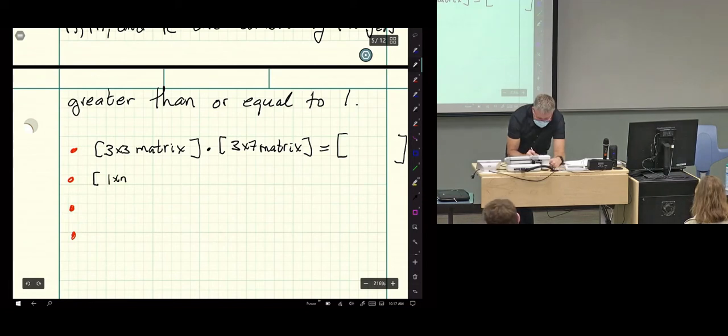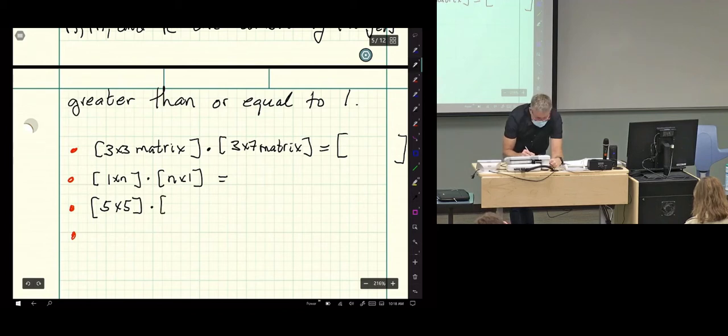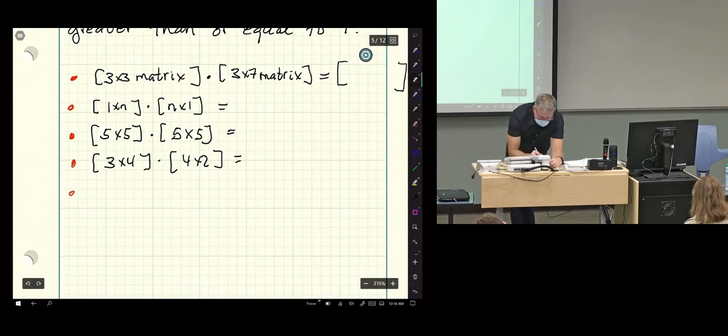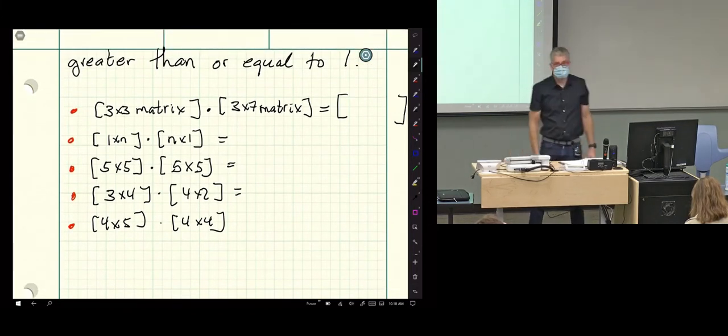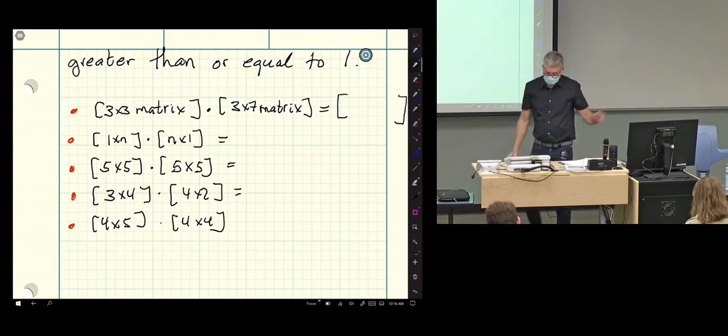Okay, and then we just put a few more and we'll do them. And so I'm going to stop writing matrix because it takes too much space. Let's say 5 by 5 times a 5 by 5. Why not? 3 by 4 times a 4 by 2 equals. And then I'm going to do one more here. Let's do a 4 by 5 times a 4 by 4. Okay, so I just want to get the sizes of these matrices. There are no typos. Hold those thoughts.